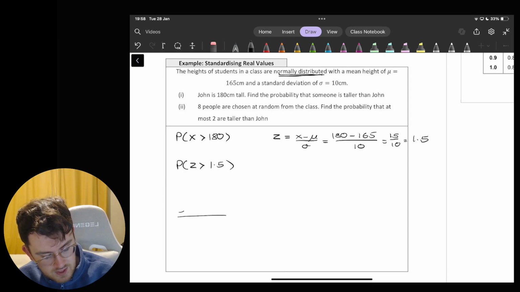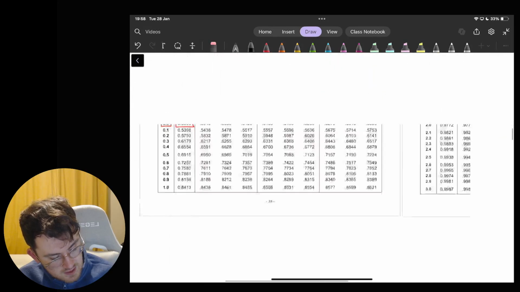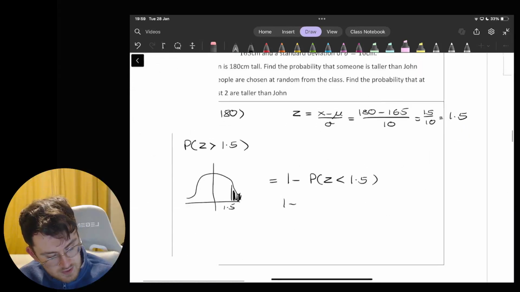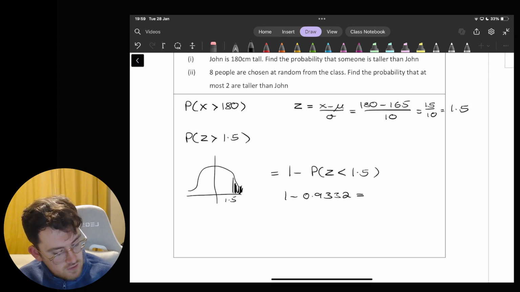From what we've looked at with our little sketches, that's this section here, which is equal to 1 minus the probability that it is less than 1.5. So 1 minus, let's go look for 1.5. It's nice and straightforward, 1.5 here, 0.9332. Let's fill that in. 0.9332, and that gives me an overall answer of 0.0668, which is 6.68%.